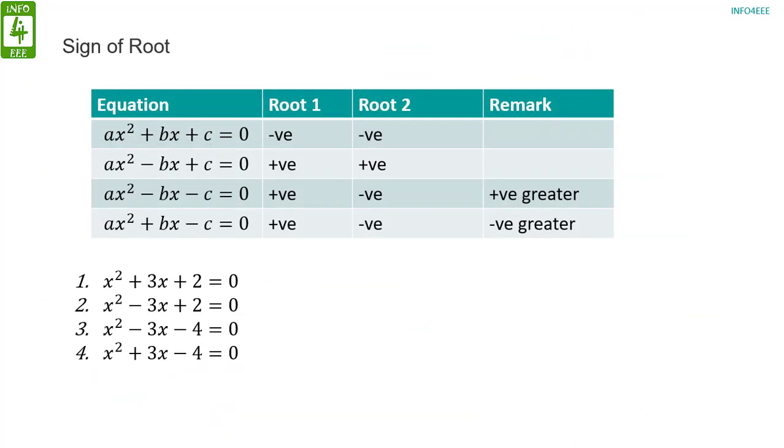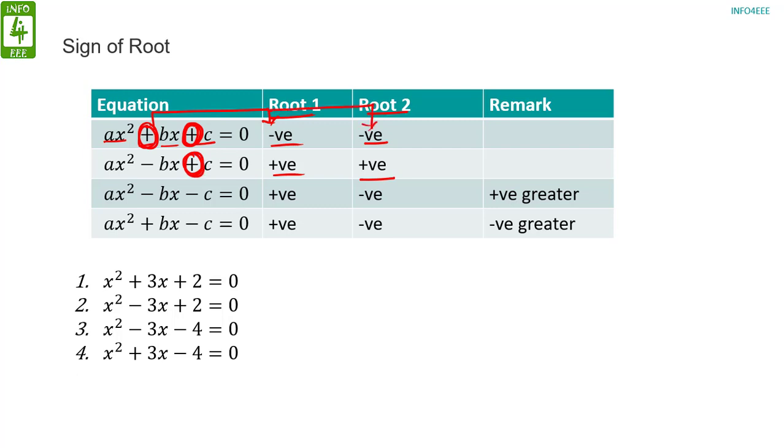Okay. Now let's see the sign of roots. If you see a quadratic equation like ax square plus bx plus c, if c is positive, then the answers will be of the same sign, whether all positive or all negative. The sign of roots will depend on the sign of b. If c is positive and b is positive, the roots will be the opposite of this. It means both will be negative.